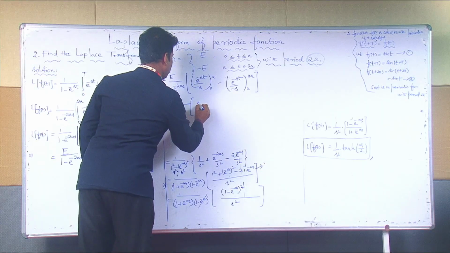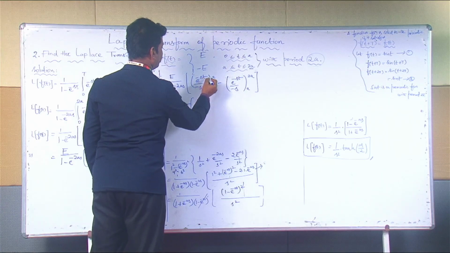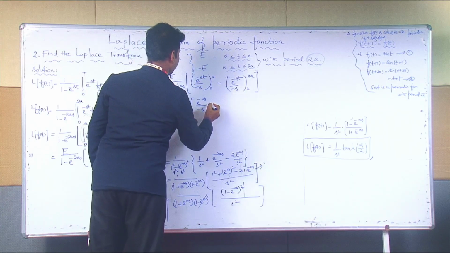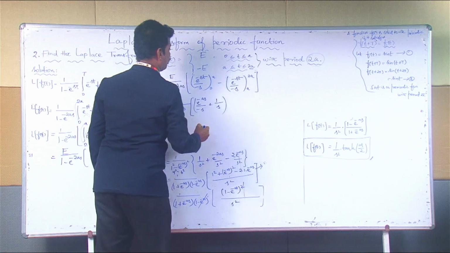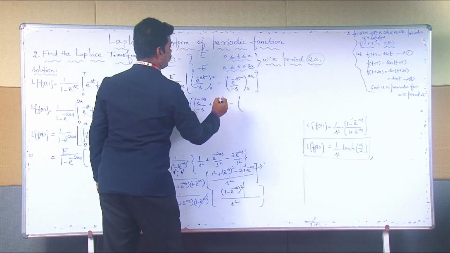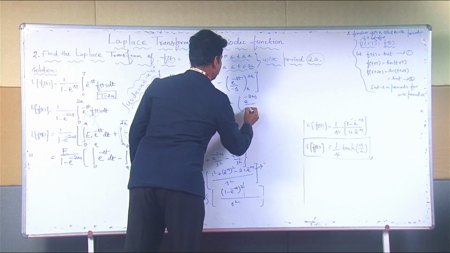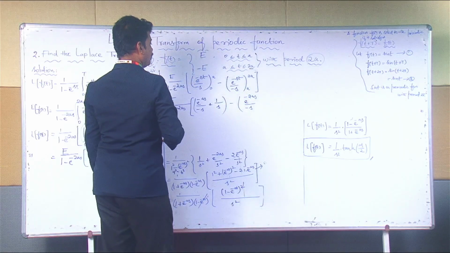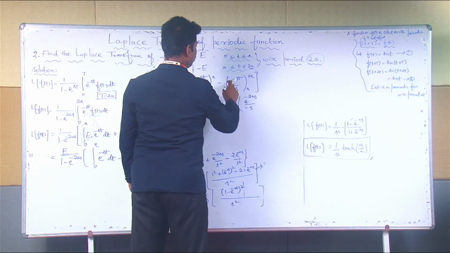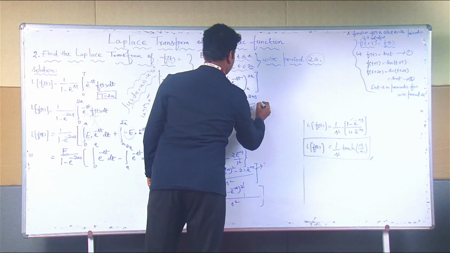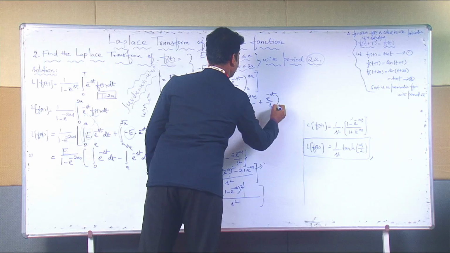What is the upper limit? E power minus as divided by minus s; instead of t, I apply a. Minus the lower limit, minus minus plus, so 1 divided by s. So this is the first part. Minus the second: e power minus 2as divided by minus s, upper limit, minus lower limit. Instead of t, I am replacing 2a, so we get e power minus 2as divided by s. Minus the lower limit, minus minus plus, so e power minus as divided by s.